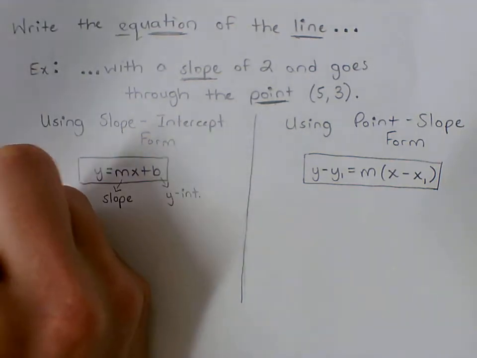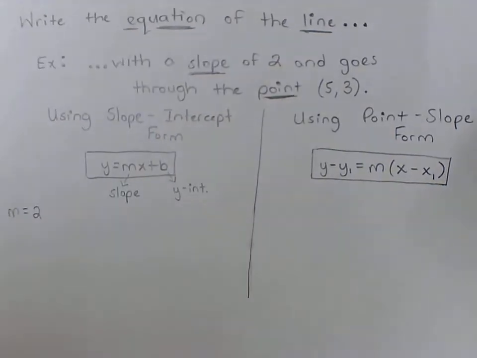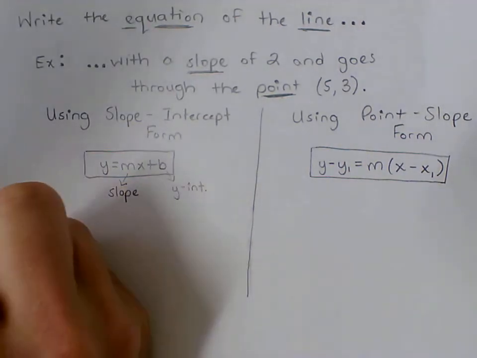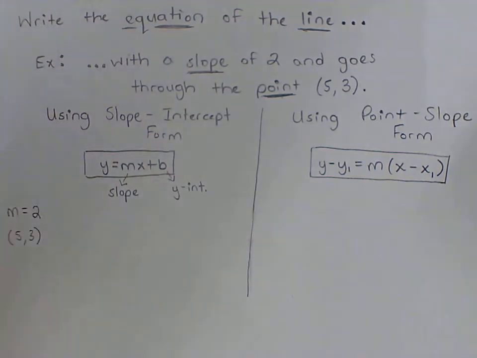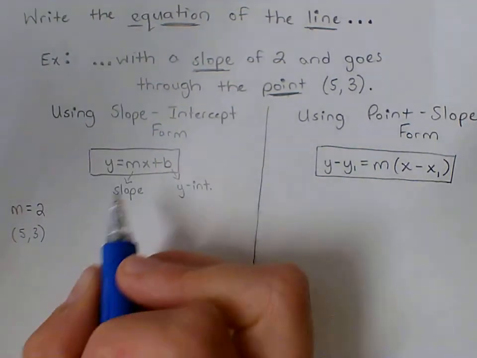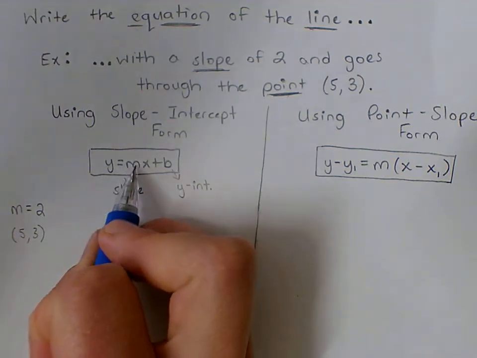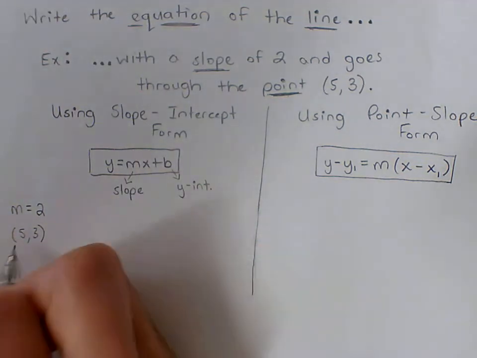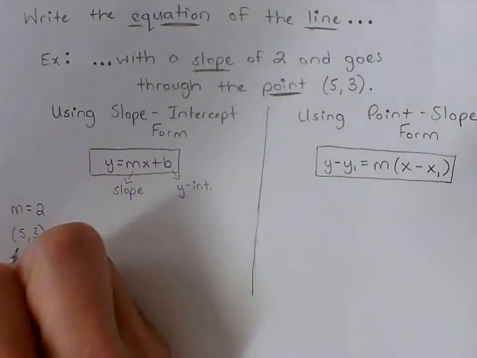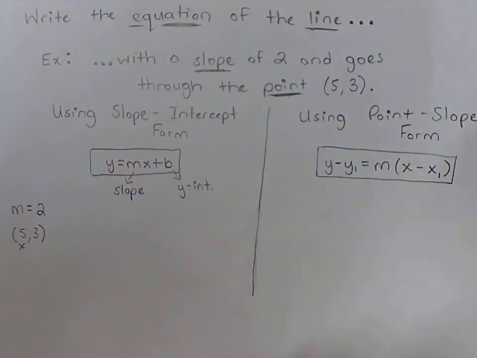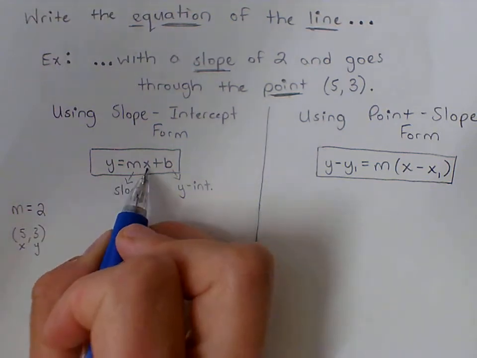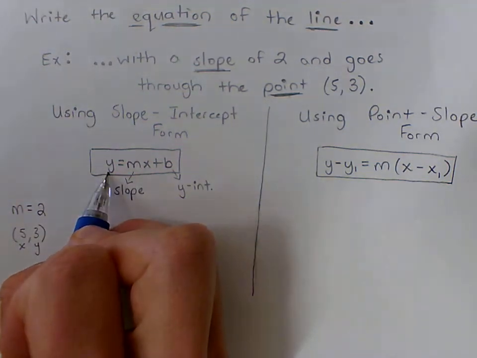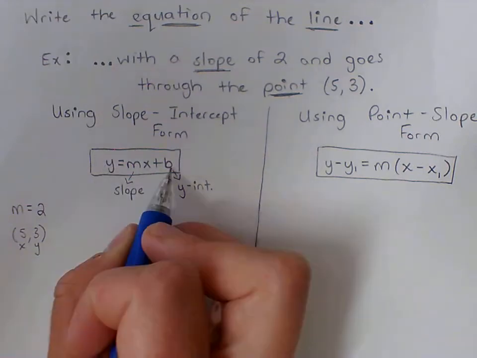Well, they tell you the slope is 2, so we're going to write down that our slope is 2. And then they give you a point: the line goes through the point (5, 3). How do you use this? Notice in this equation, your slope is going to go right there. For the point, remember, the first number that you see is your x value, the second number is your y value. You are going to take those and plug them in for x and y in this equation, and then solve to find what the b is.